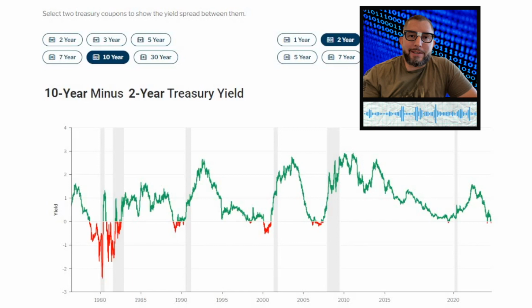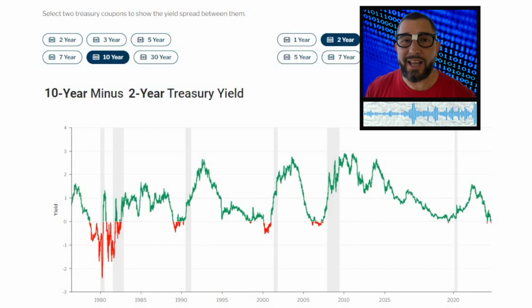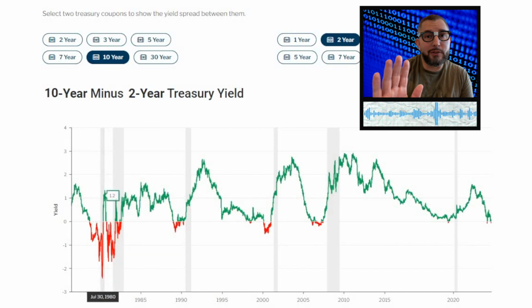Just want to go over an update on what's going on with the inverted yield curve. That's a huge recession indicator. As you see here, what this means is that the 10-year treasury is below the 2-year. Every time it is below it, you've got the red and you see a recession. The gray bars in the background is a recession.